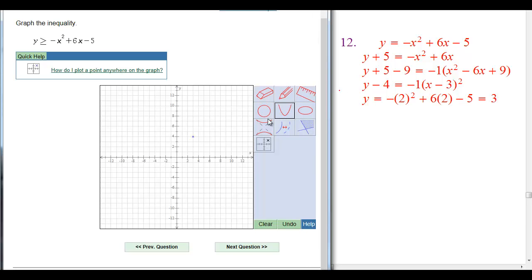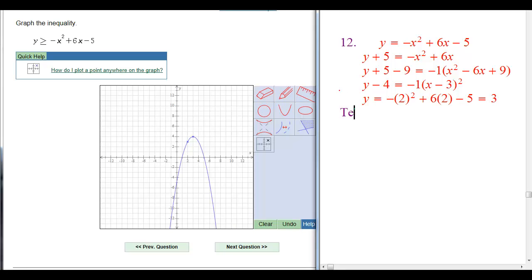So we grab our parabola tool. It's a parabola going down because -1 is the coefficient of x squared. And then we said our coordinate was 2, 3. So 2, 3. It's greater than or equal to here, and that means that all points on the parabola are going to satisfy our inequality. Now we just have to shade the region.